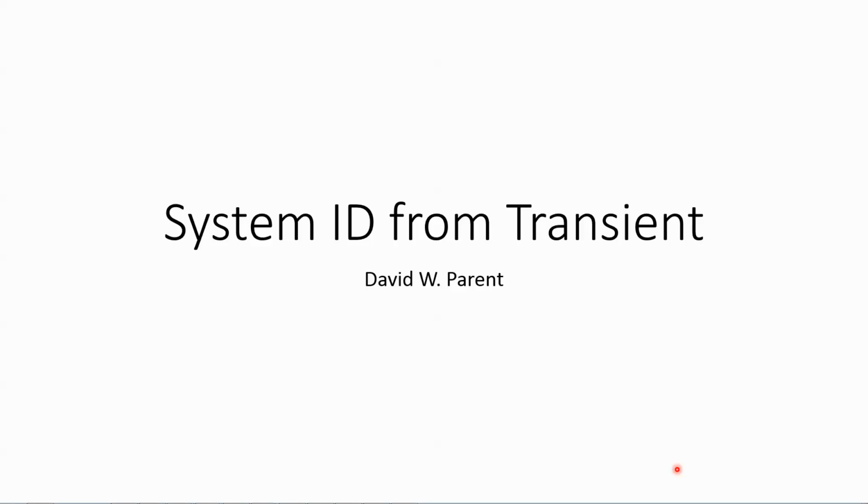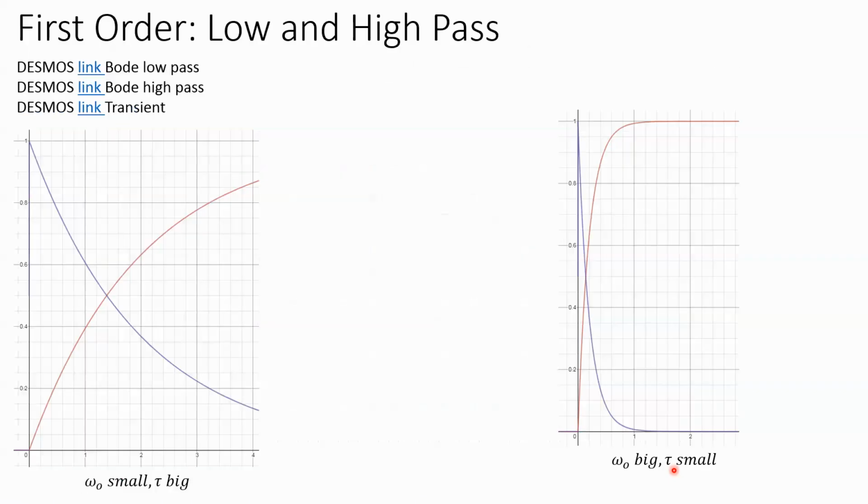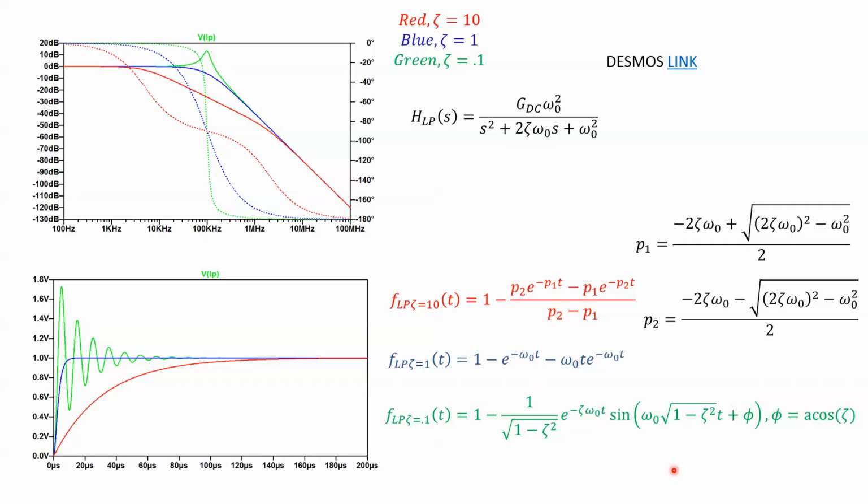Let's continue our talk about system ID, but let's do it for second order systems. Second order systems not only have low and high pass, they have bandpass and notch, but they also have over, under, and critically damped.